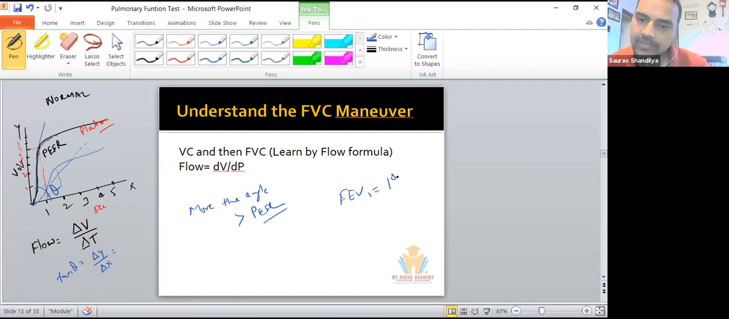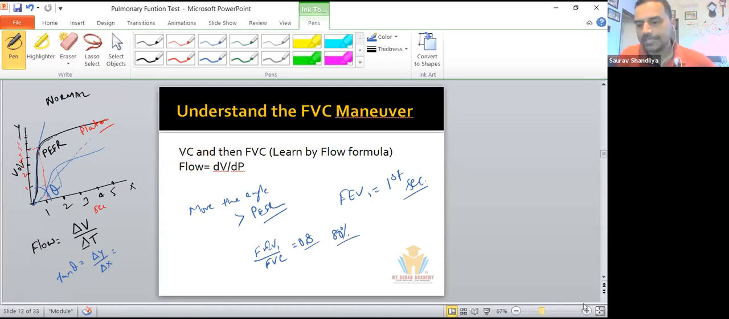Rather than 1 second, I always learn, it's always good to hear in the first second how much air has gone out. First second, that is very important. In general, they say the FEV1 to FVC ratio is very important, and that should be about 0.8. That means it should be 80%, right? That should be 80% in general, right? So this is how the maneuver you have to think of.